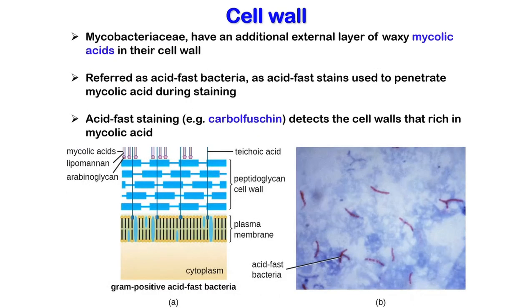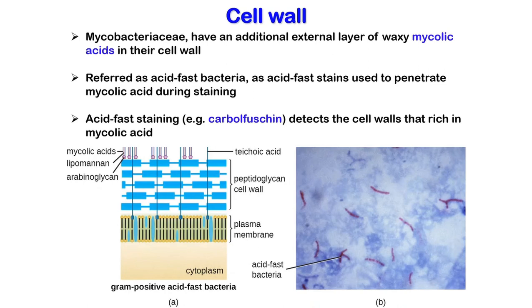Okay, so mycobacteria have a special feature: they have an additional layer of waxy mycolic acids in their cell wall. And this makes them quite difficult to stain, as the gram stain can't penetrate the waxy cell wall. So they require different staining. They require acid-fast stains, which can penetrate the mycolic acid. You can see the staining of the acid-fast bacteria in the diagram below.